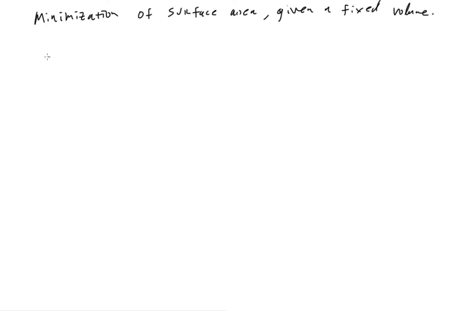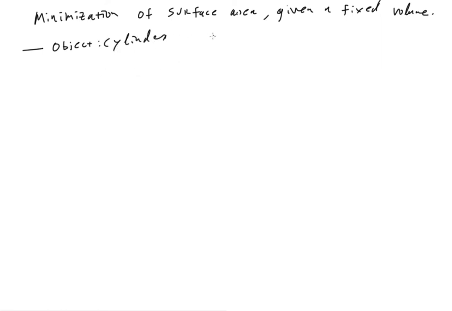All right, let's see if we can come up with another similar analogous problem now. And we're going to do, again, a cylinder. So what we're going to do now is a minimization problem. Minimization of surface area, given a fixed volume. Okay, in this case, the object, we're going to do a cylinder again.